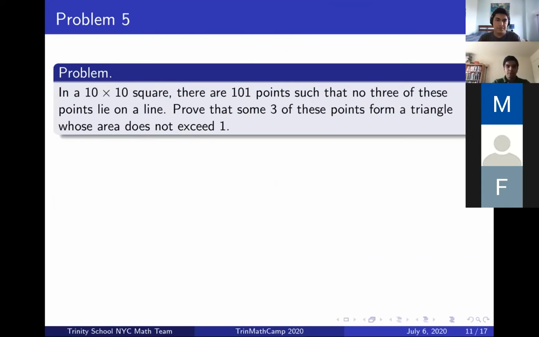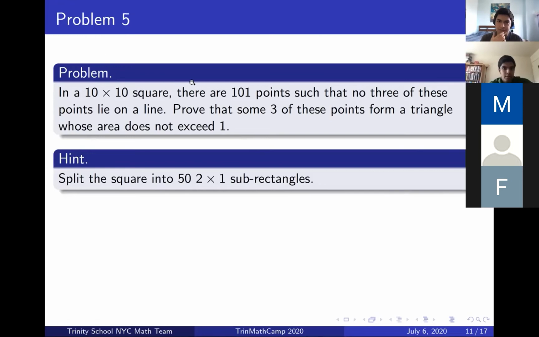Okay, awesome. So problem 5 states that in a 10 by 10 square, there are 101 points such that no 3 of these points lie on a line. We want to prove that some 3 of these points form a triangle whose area does not exceed 1. So again, let's try to figure out what we want as our pigeons and what we want as our holes. I think that'll help a lot of you figure out the solution.